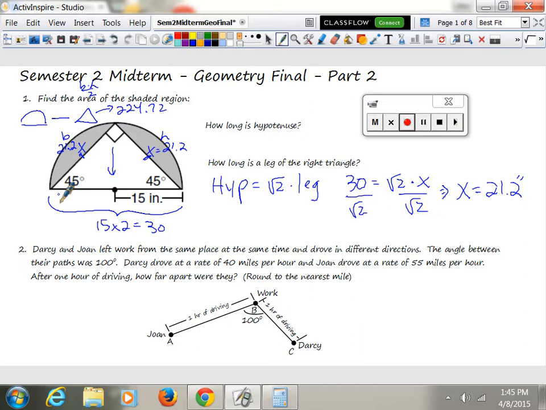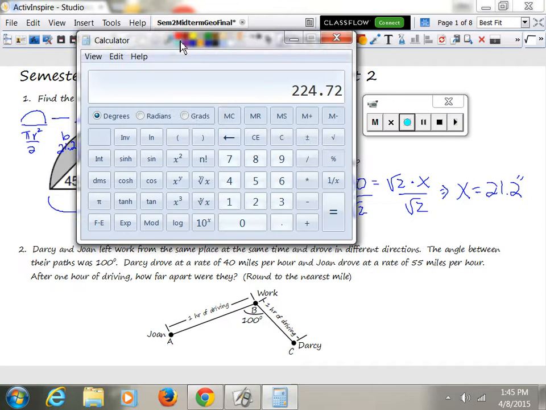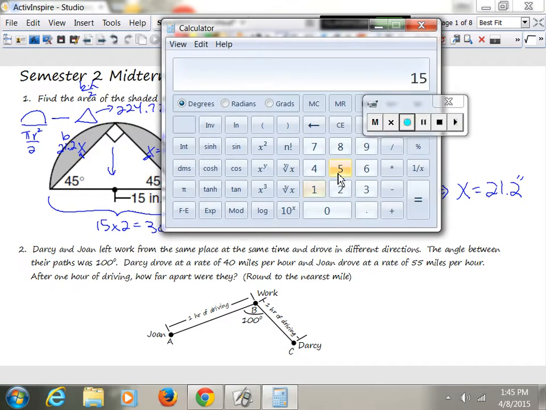area. The circle is pi r squared divided by 2. We know the radius is 15, so it's going to be pi times 15 squared. So 15 squared, and then times pi, and then we divide by 2. Because we want half of the circle, we don't want the whole circle. So that's 353.43.